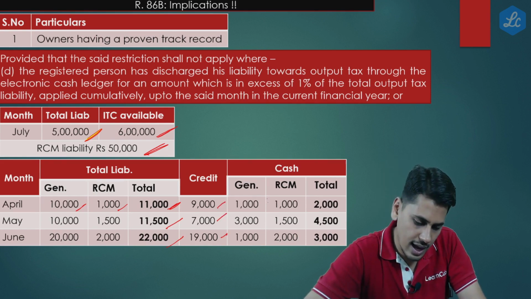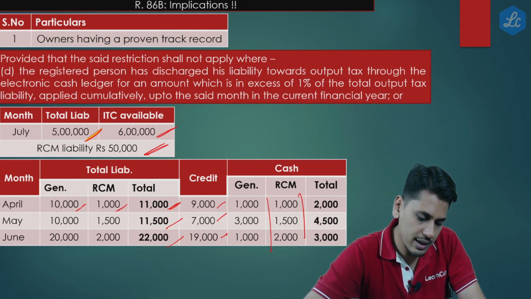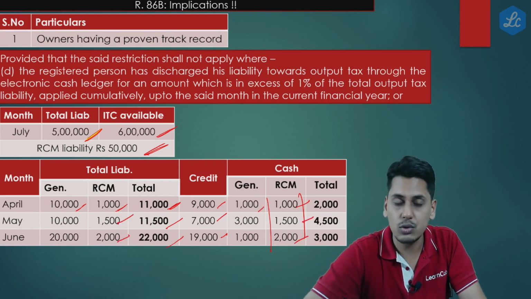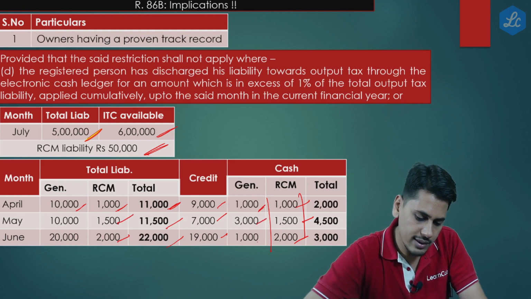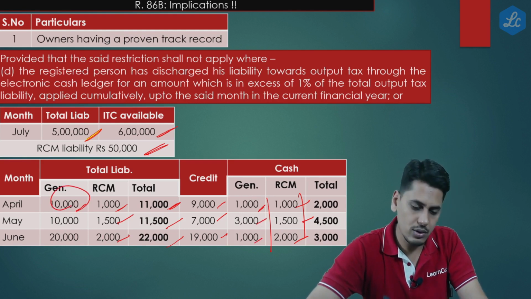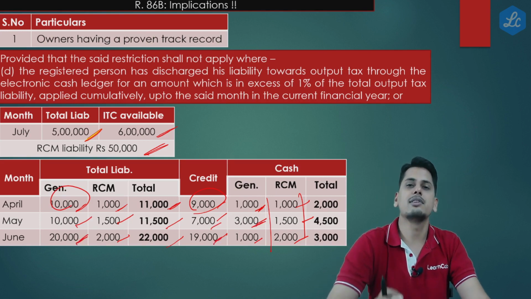Through your cash ledger, RCM, obviously you have to pay through cash only. So 1,000 was RCM liability, I paid it through cash, 1,500 through cash, 2,000 paid through cash. Discharge through cash ledger, 1,000, 3,000 and 1,000. See, general output tax liability was 10,000, I paid through credit 9,000, difference 1,000 is through cash ledger. 10,000 minus 7,000, 3,000. 20,000 minus 19,000, 1,000. So this is the data which is given.